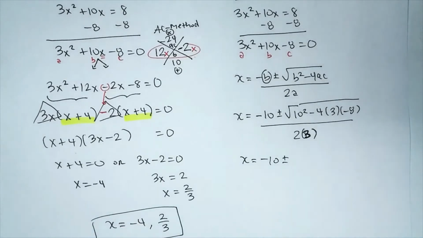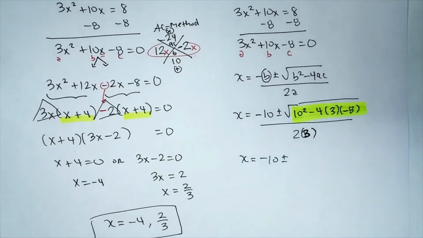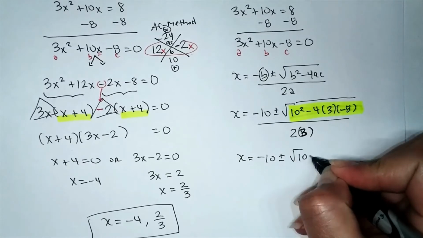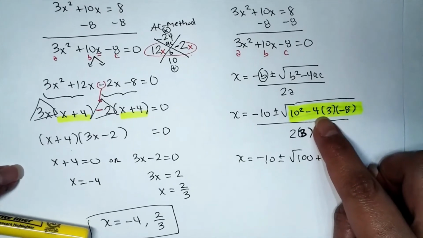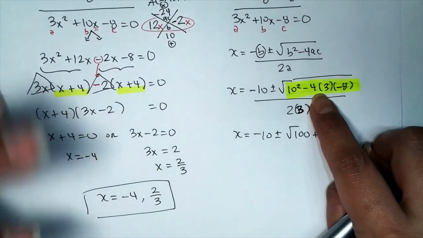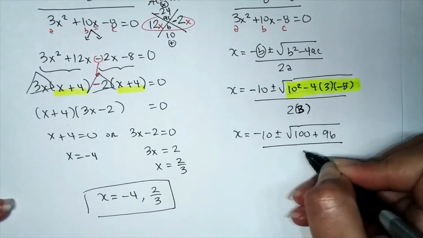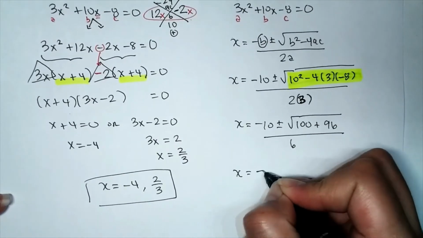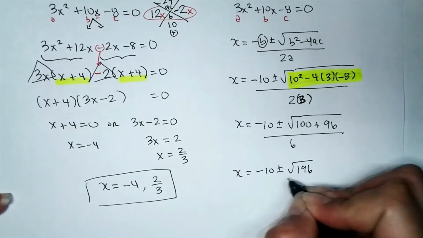At this point, this is arithmetic, so if you have easy access to your calculator, go ahead and punch it in. I don't have easy access to mine, so I'm going to try to do it by hand. The square of 10 is 100. Negative times negative is a positive. The product of 4 and 3 is 12, and 12 times 8 is 96, and we have established that the product is positive. The product of 2 and 3 is 6, so that gives us negative 10 plus or minus the square root of 196 all over 6.